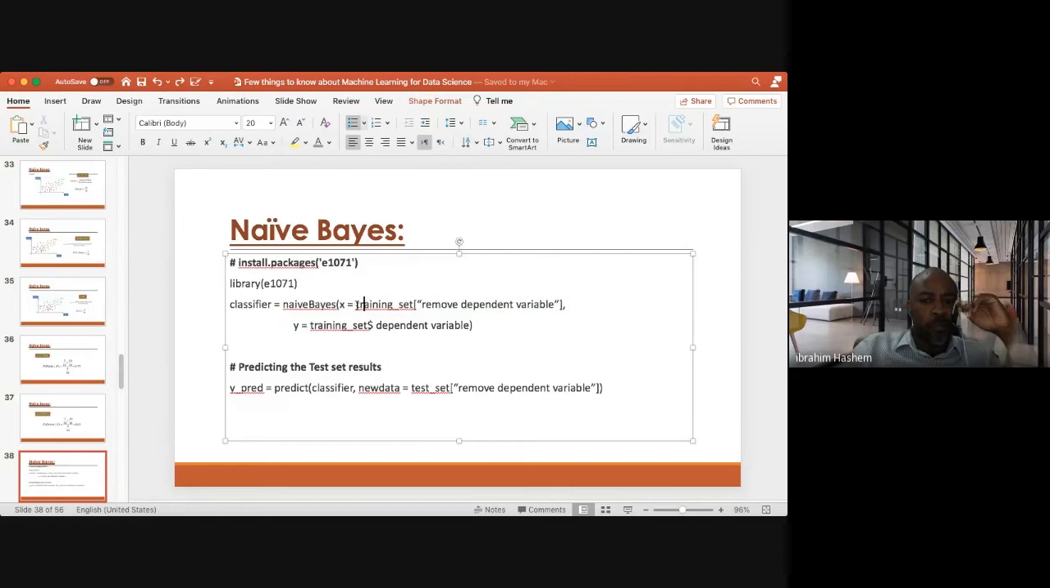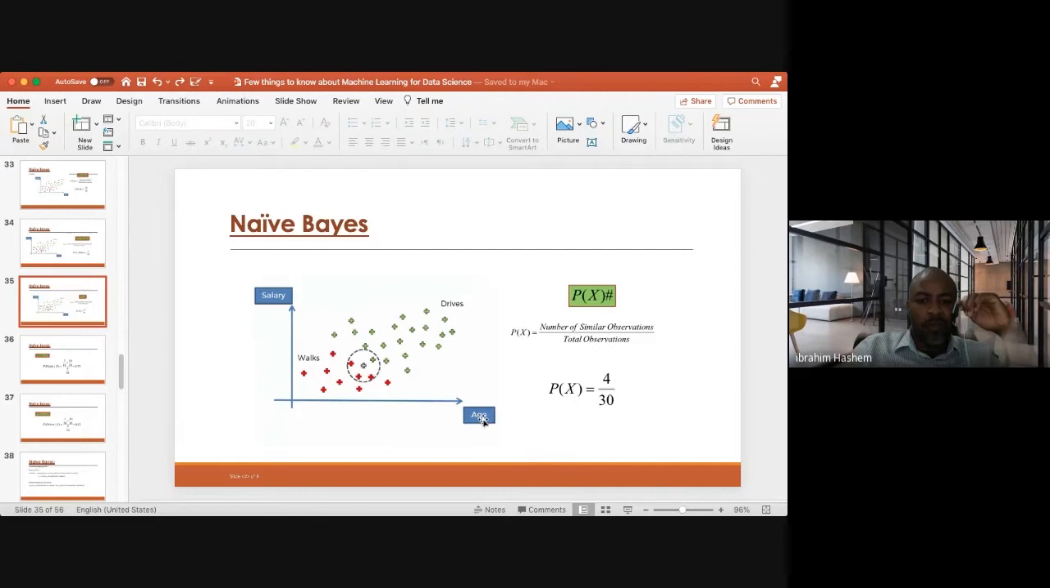When we add the training set, we just need to remove the last column, which is the dependent variable. And in Y, we put a training set of the independent variable. So when we use a dollar sign, it means training set of the dependent variable. Let's say, as I said in this example, we have age, salary, independent variables, and we have the last column, which is the target variable, which represents works and drives. So this is our class level.